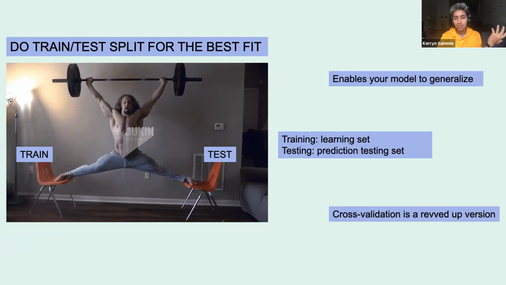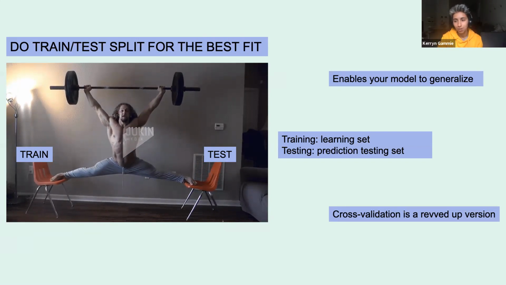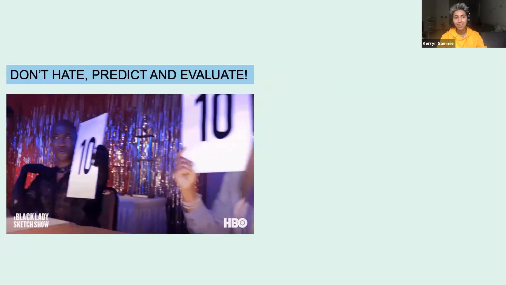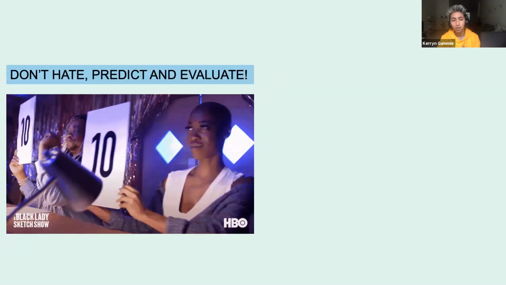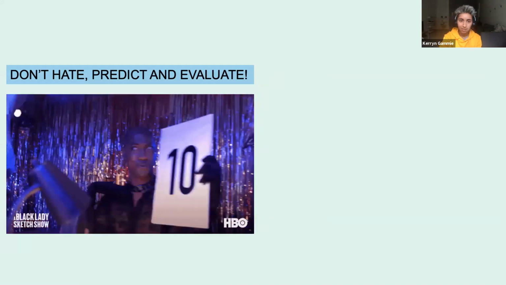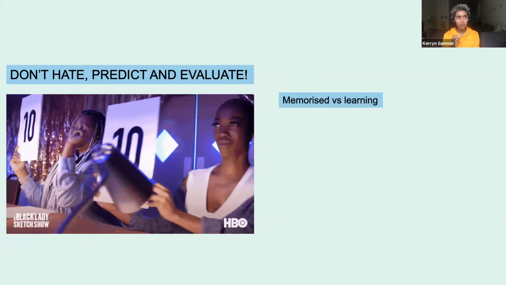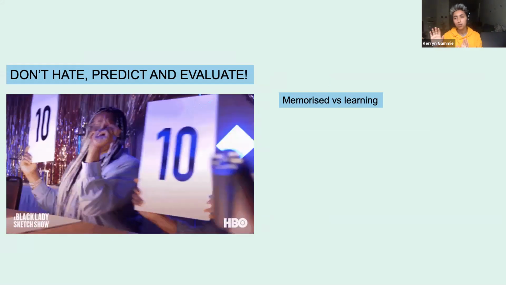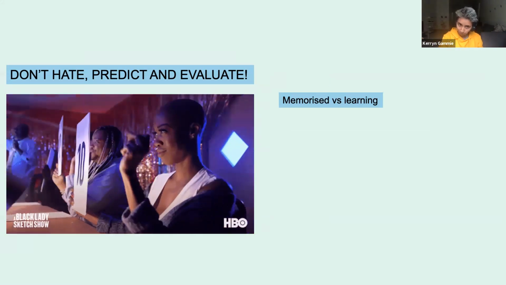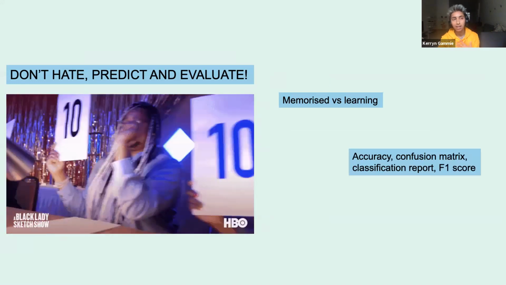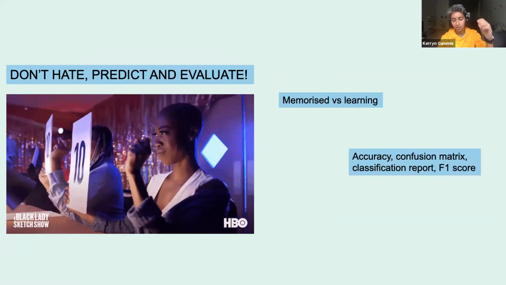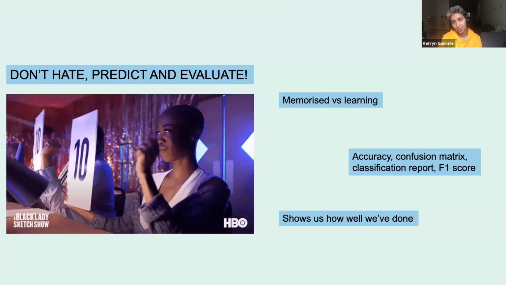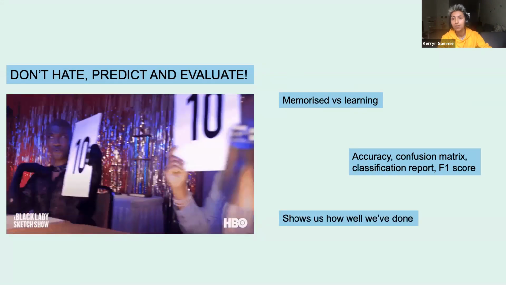And then, essentially you do this cross-validation thing, which is a revved up version of training and testing. The idea behind it is you obviously want to know how effective your model is, and you want to understand whether your model has memorized the data or has actually learned it. That's why you want to test out of sample. There are various accuracy or prediction metrics that you can report on, and essentially it just tells you how well you've done.